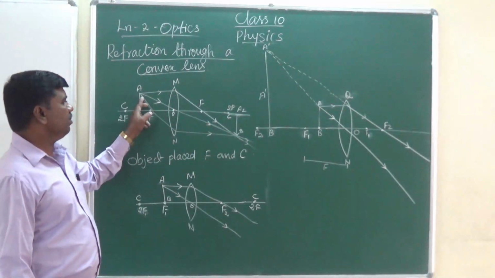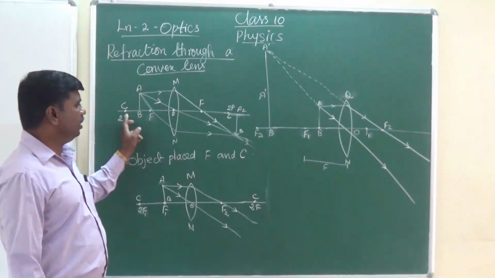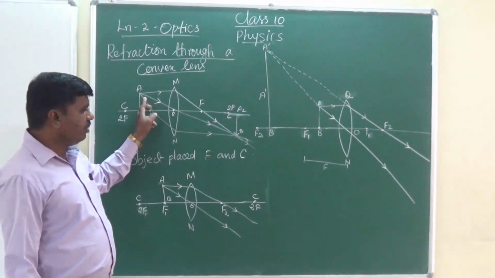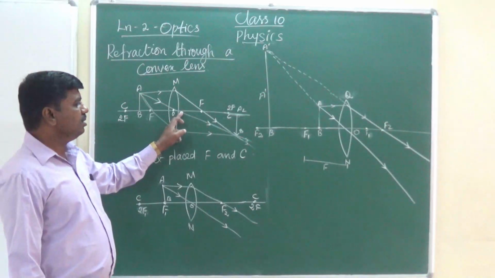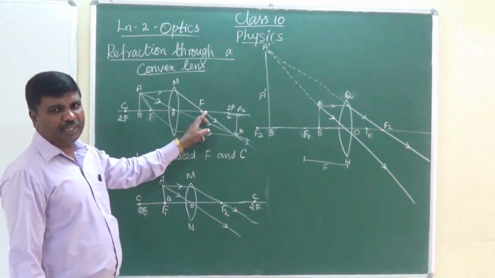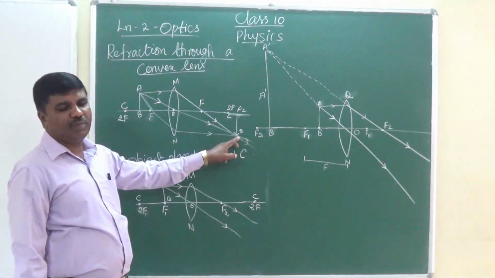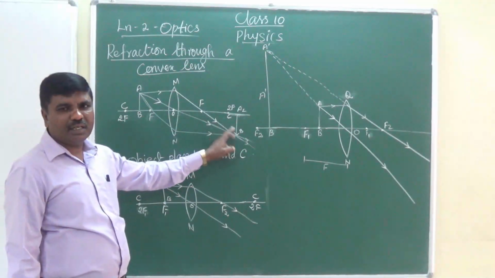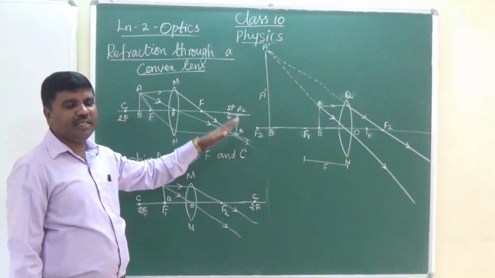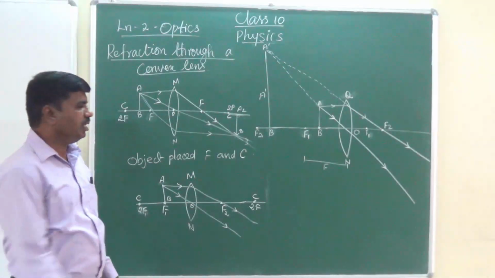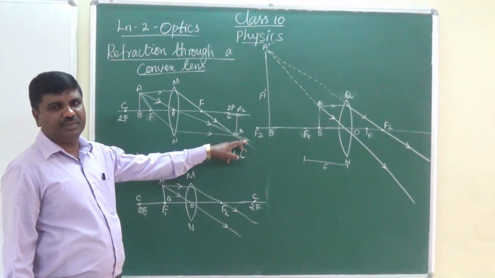Then the same way, another ray from the same point between f and 2f, the ray which is coming through the optic center, the center of the lens. Both the rays are meeting at one point. So that is nothing but the real image. The real image is inverted.